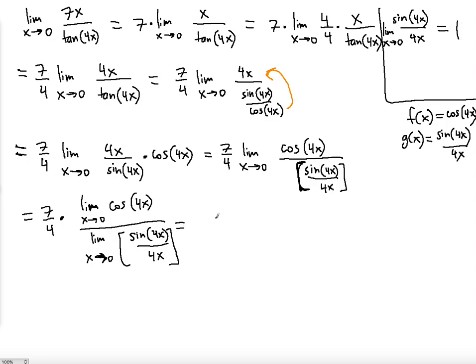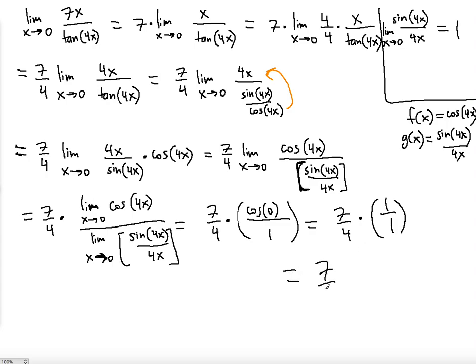So excellent. We will have the top be cosine of 0, and the bottom will be 1, as we already indicated. So 7/4 times, what's cosine of 0? That's 1, and the bottom is 1. So as a result, this is your final limit, 7 over 4.